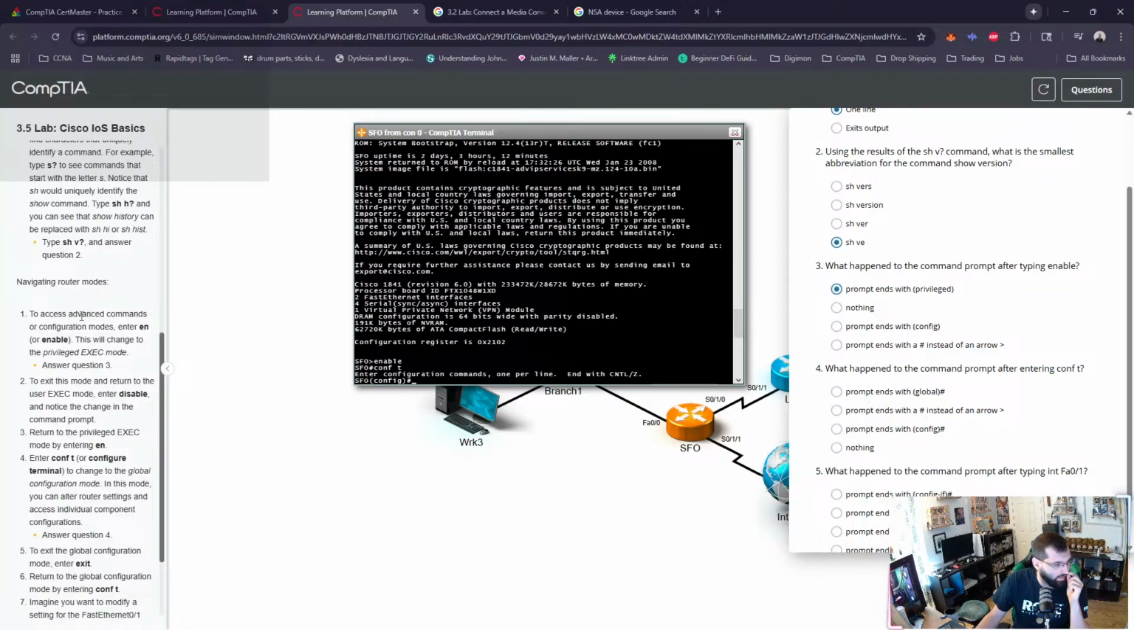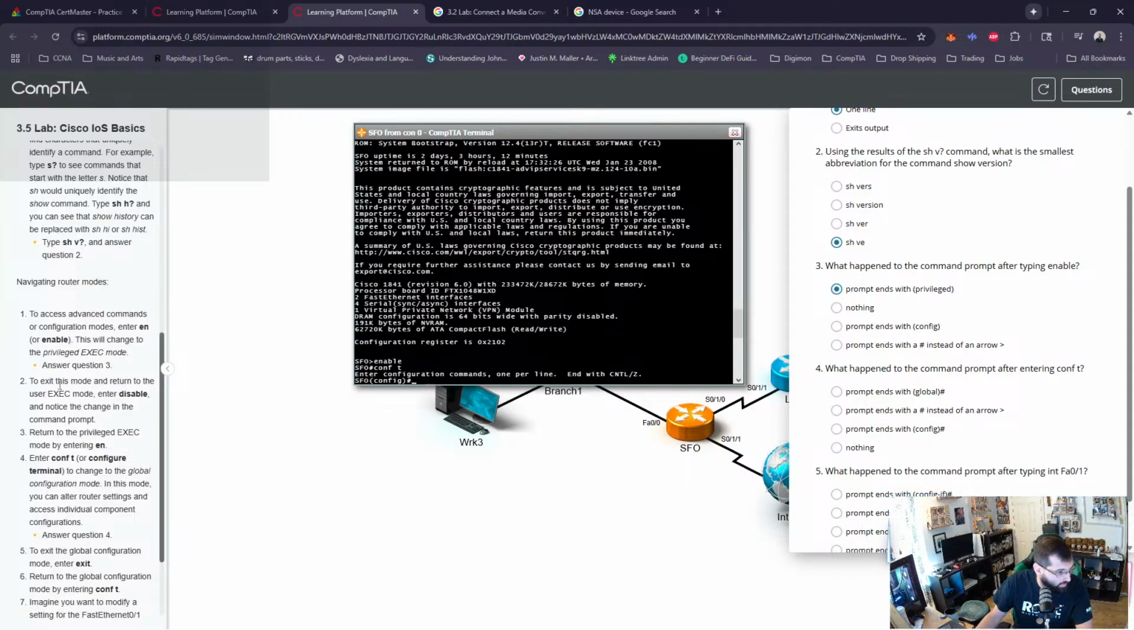Navigating router modes. Access the advanced commands and configure modes. Enter EN or enable. Wow, I've never put it EN. I didn't know you could abbreviate it that much. This will change to privilege exec mode. Answer question 3. I already did that.